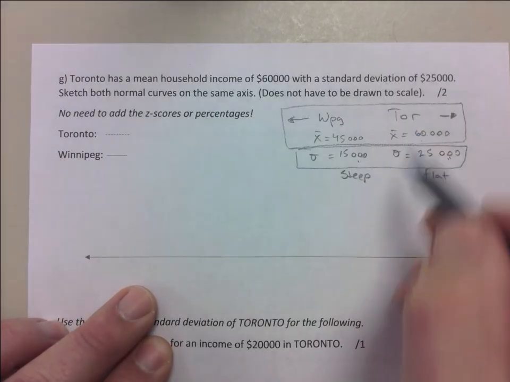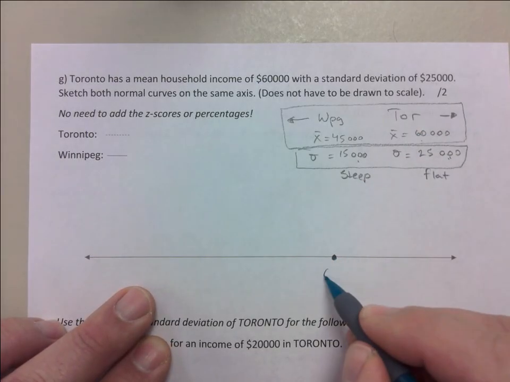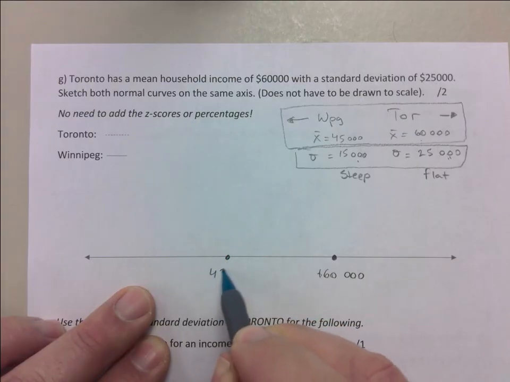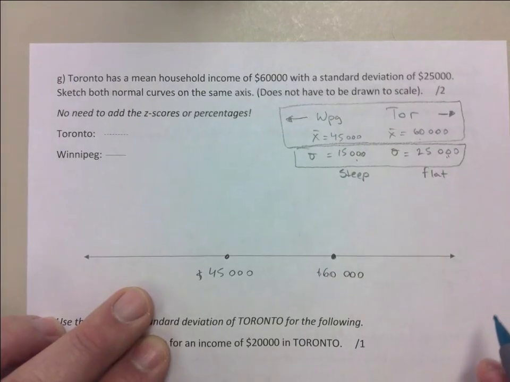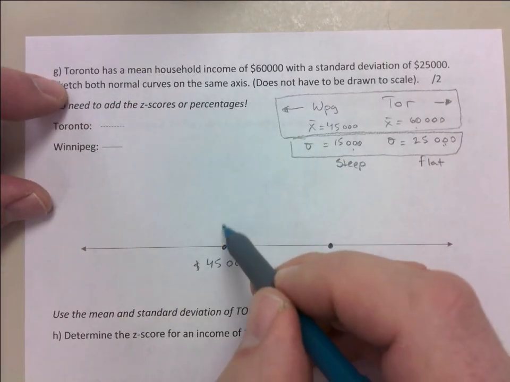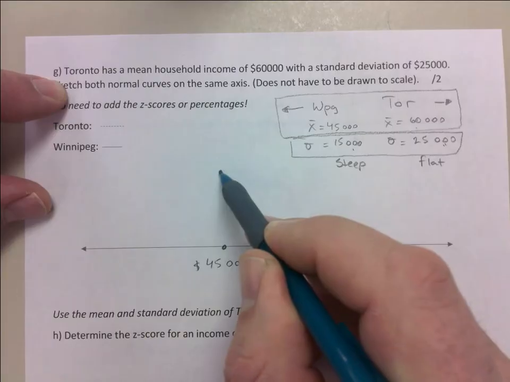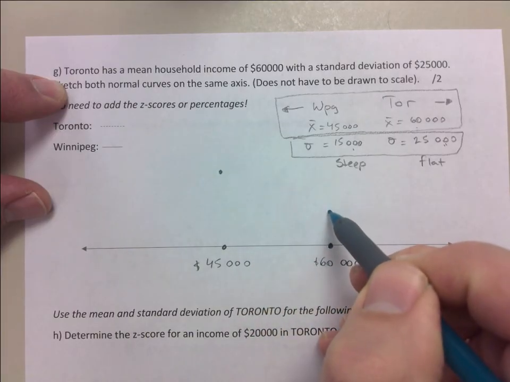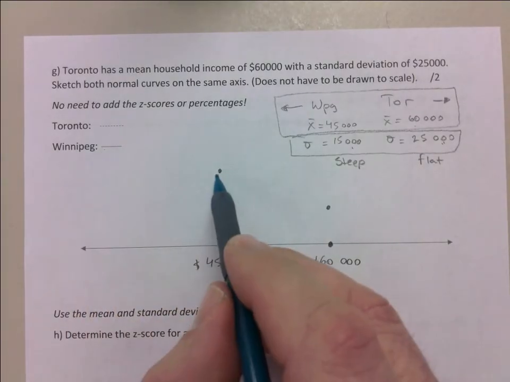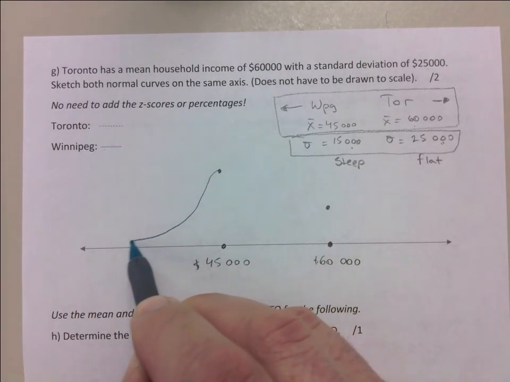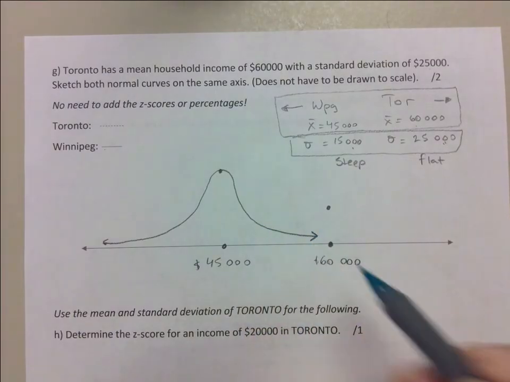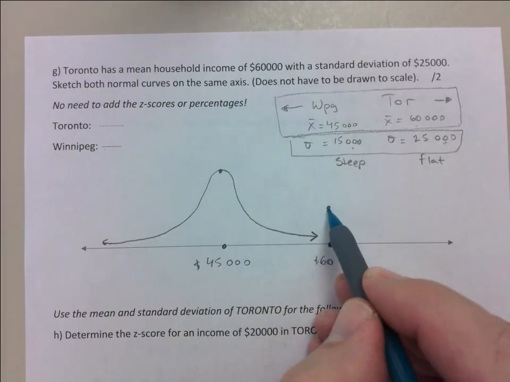So what that means is that Toronto should be here. That should be 60,000, and this is just a sketch, right? And Winnipeg is over here. Okay, you've got that. And Winnipeg is going to have the steeper curve, so we're going to go a little higher. Toronto is going to be lower. Okay, that's all I care about. And then Winnipeg has the solid, so we're going to go like this. Okay, that's Winnipeg, and Toronto is the dashed.